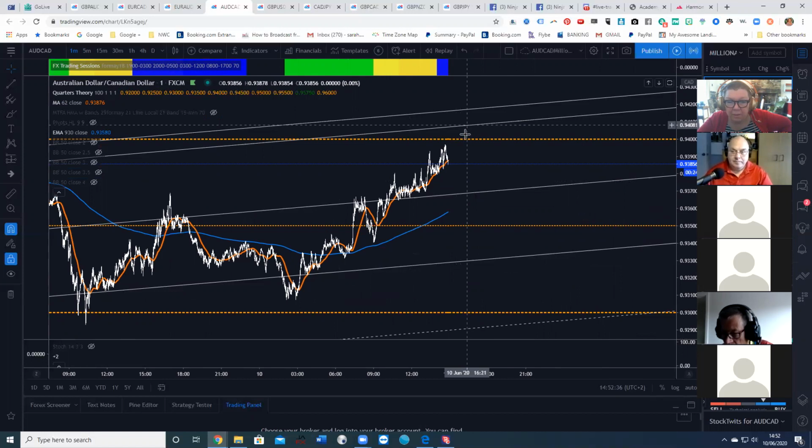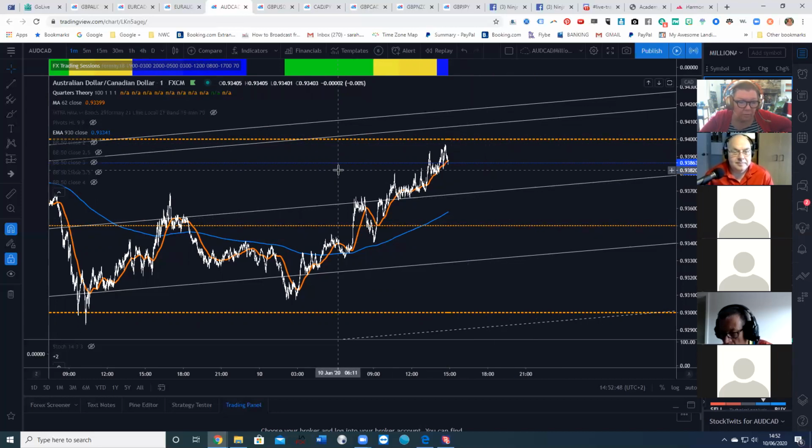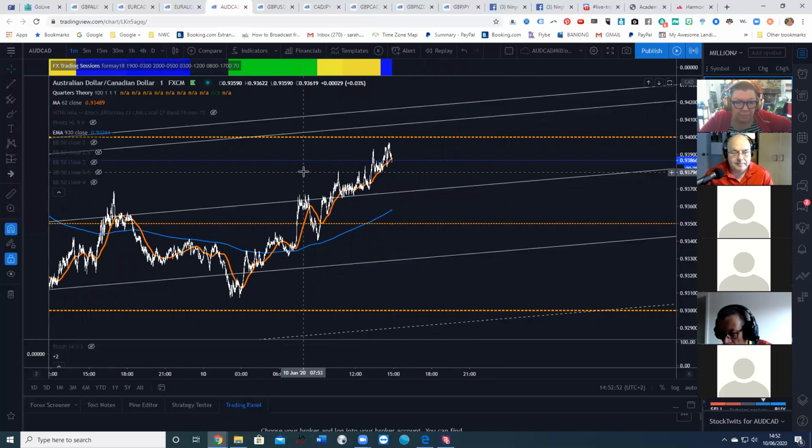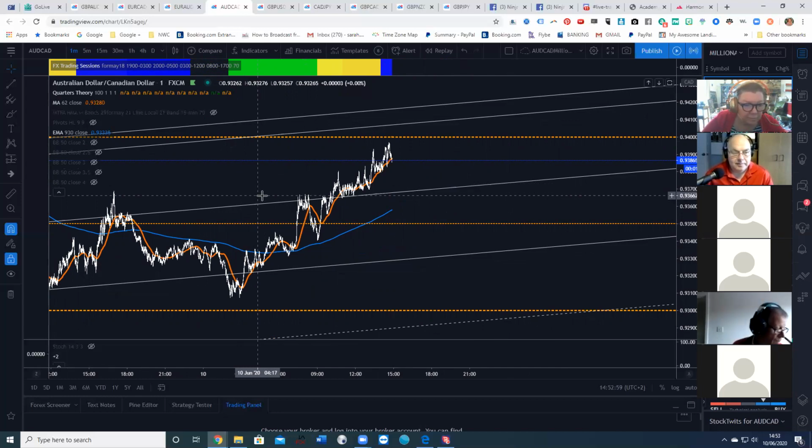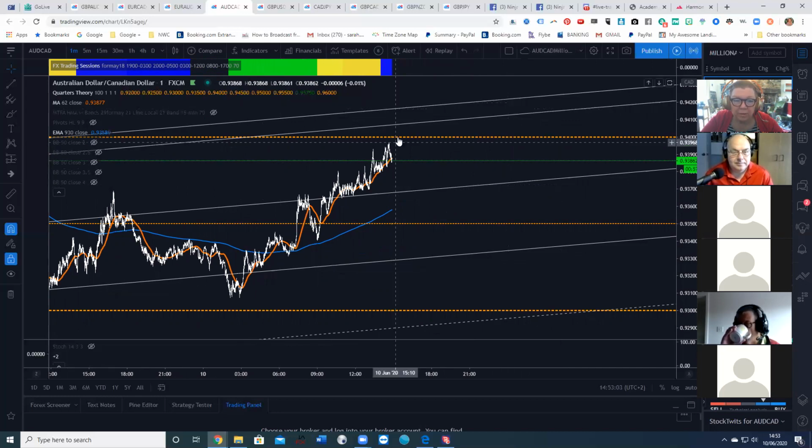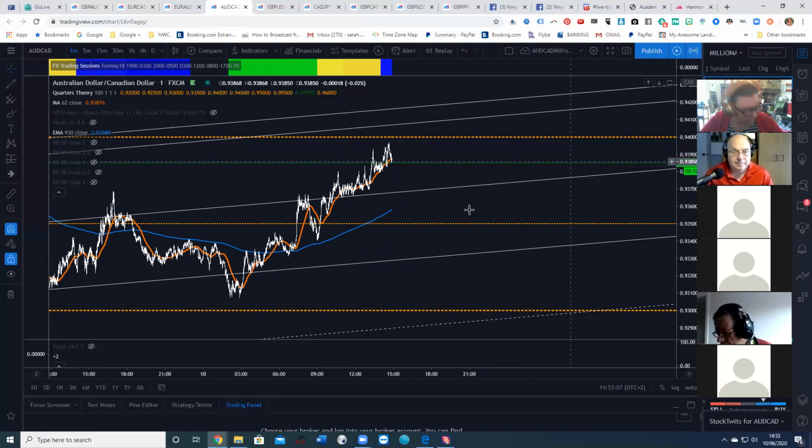So wait for it to come up past 0.94000, that quarter theory, and up to there, and see if it's going to curl back round for the sell. So that's what I'd be looking for it to do. Okay, so nothing at the moment. You might put an alert up there. I'm not going to do that on this one.